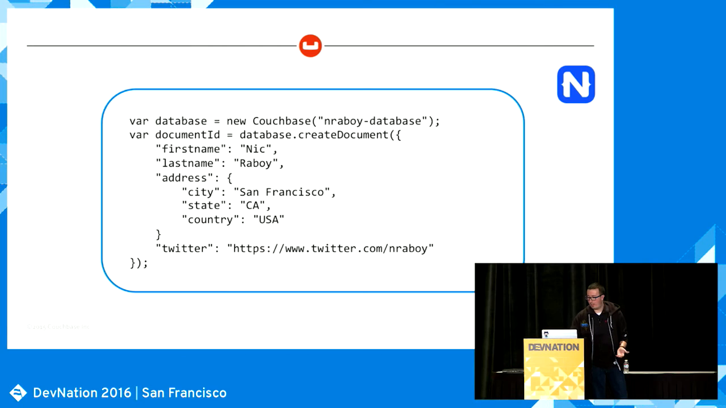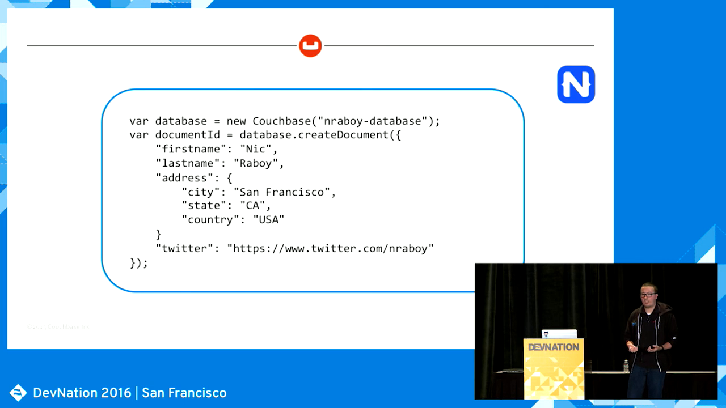So how do you use Couchbase Lite in a mobile application? To stay on the topic of JavaScript, because this is Node.js, I'm going to show you some code around NativeScript, which uses JavaScript as well for developing mobile applications. Assuming we've already downloaded the plugin, we would create a new Couchbase object. We define the database that we want to open, in this case Raboy database. If it doesn't exist, it'll create it. Once we have this database, we can call create document and pass it a JavaScript object, and that will save it.